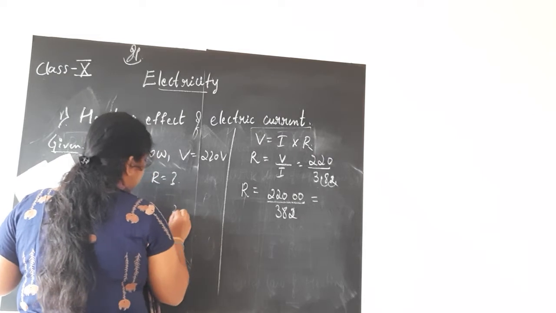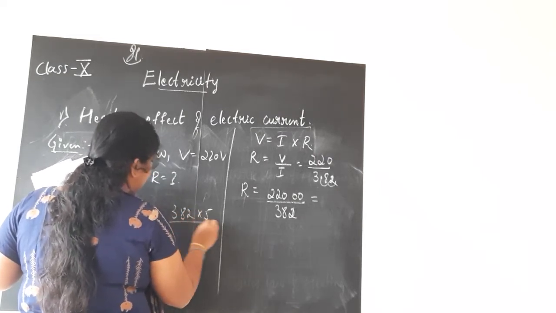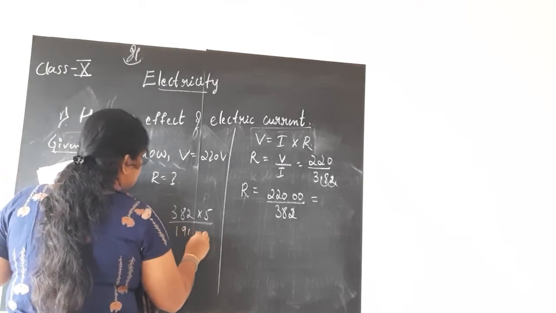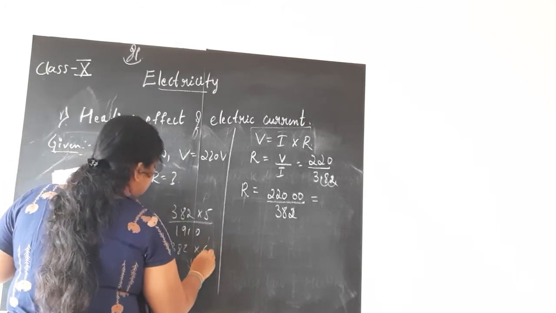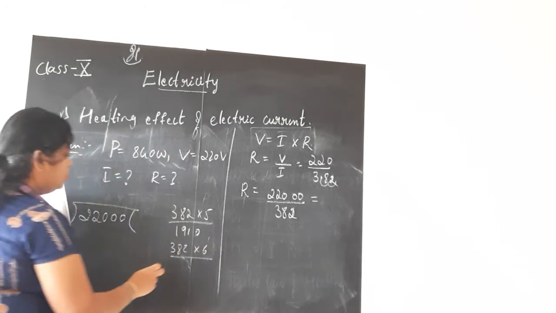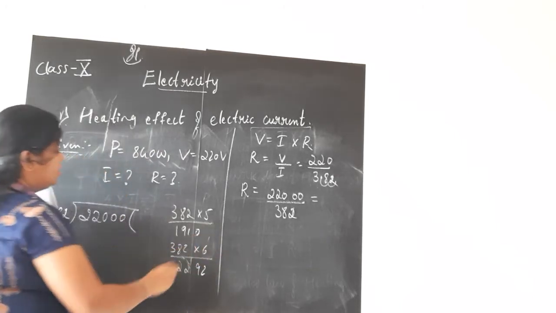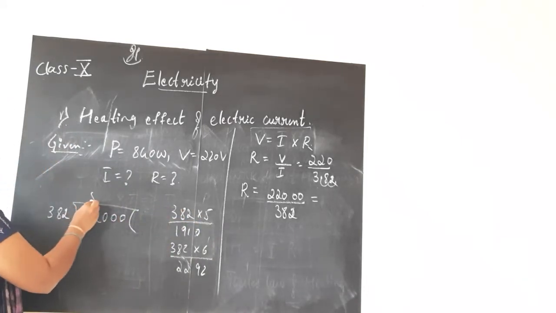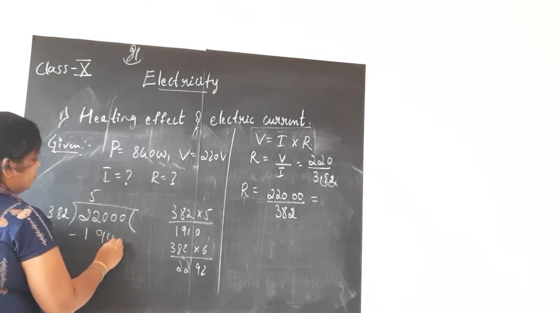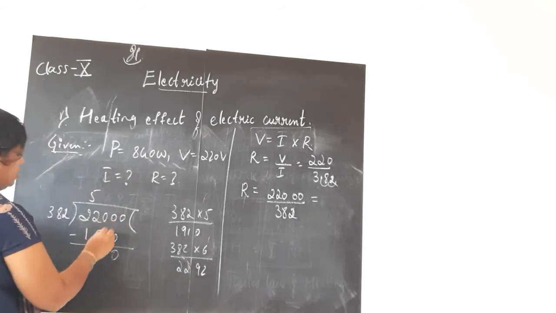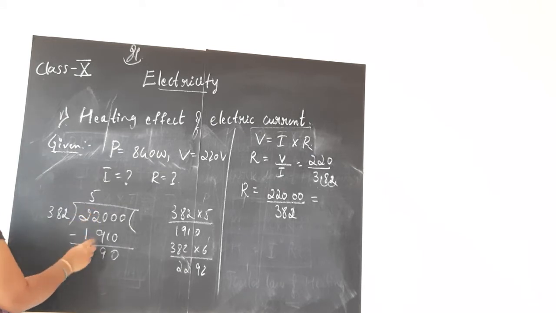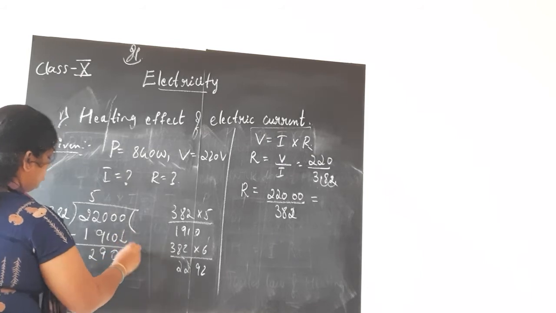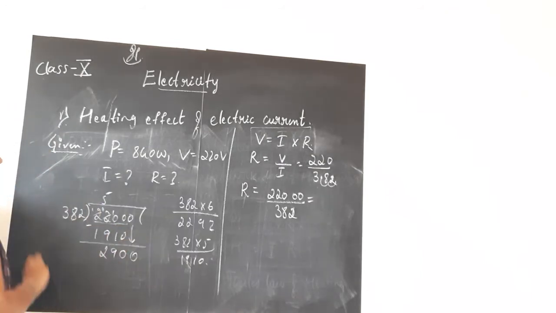See, 382 into 5, I have got 1910. 382 into 6 is 2292. So 2292 I cannot use. So I should go with 382 into 5, which is 1910. 0, 0, 10 minus 1, 9. 11 minus 9, 2. So with 1910 you are left with one more 0. I will bring it down.